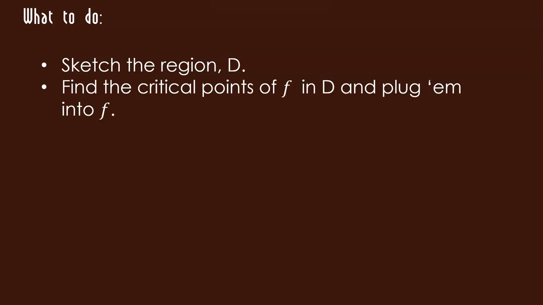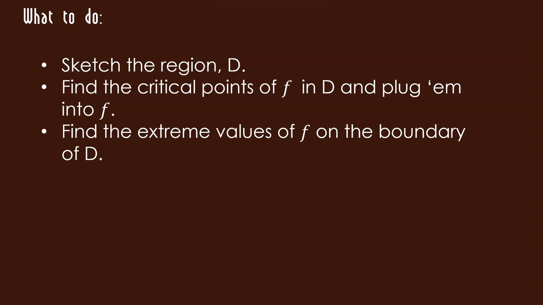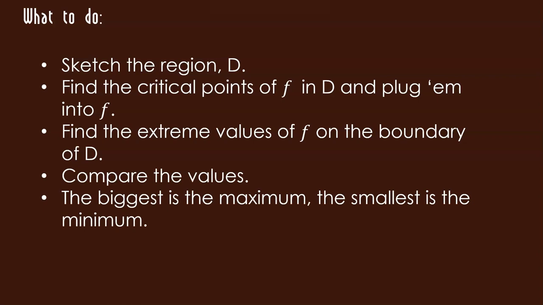So let's look at the big picture. What do you do? You really should try to sketch the region so you see what's going on and see what the corners are and what the edges are. You want to find all the critical points of f in D and plug them into the function. You want to find the extreme values of the function on the boundary of D. Then you compare the values. Biggest is the maximum and the smallest is the minimum. It's kind of long and tedious, but that's all there is to it.